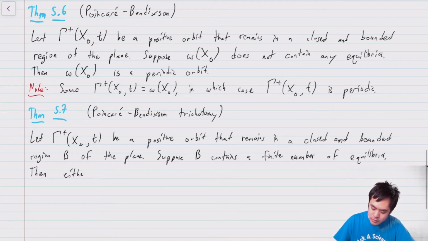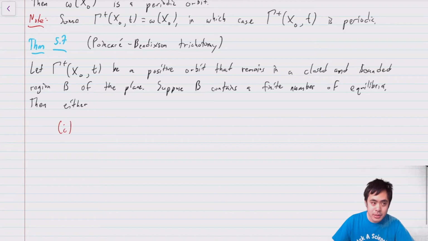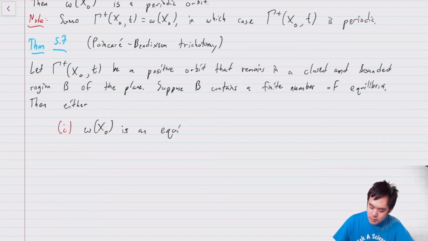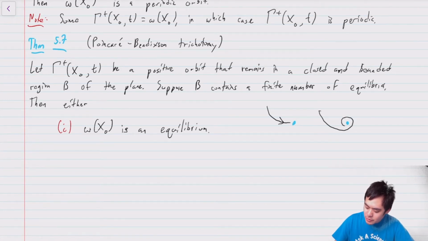Then we have case 1. The omega limit set, omega of x naught, is an equilibrium. So this is the most basic case. In this case, you have an equilibrium, so let's put that in blue here. Maybe you go directly towards that equilibrium as time goes to infinity, or maybe you spiral inward. That's also allowed. So that's the most basic case.